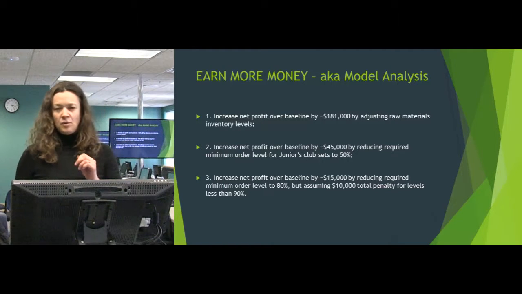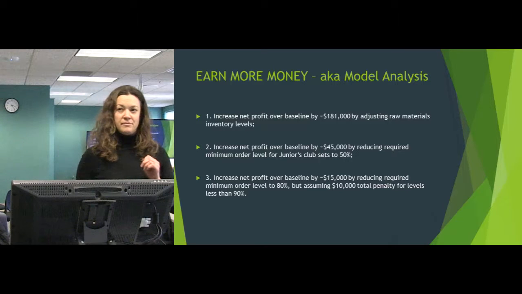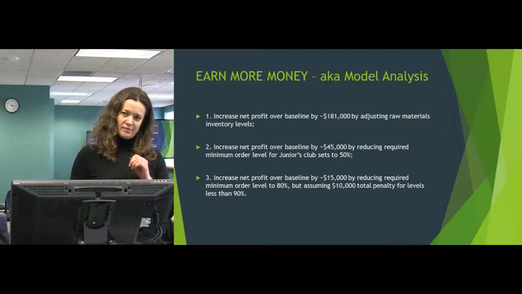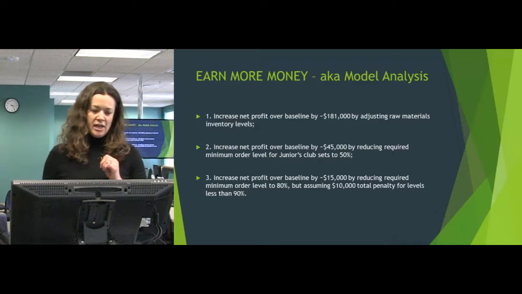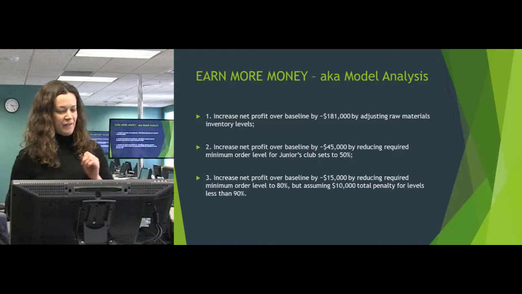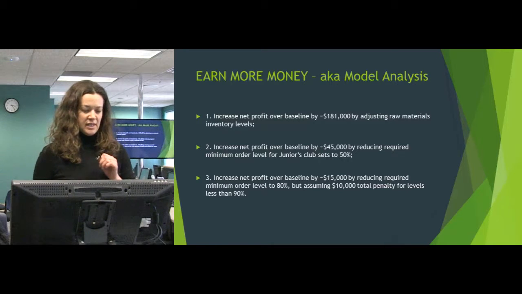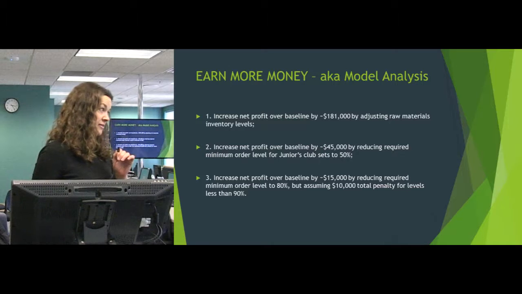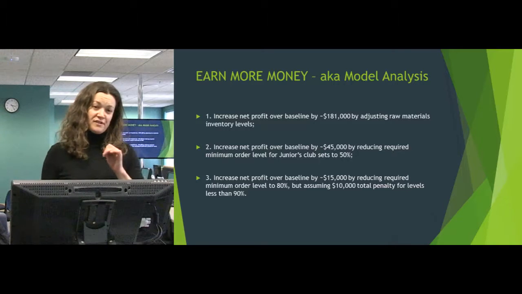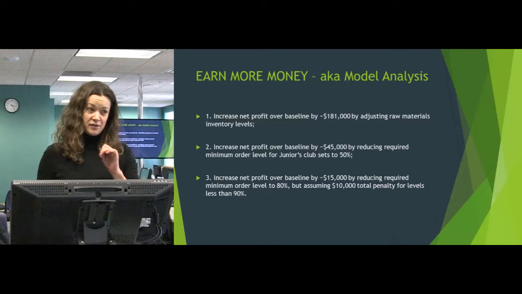The second one will possibly frustrate our distributors, because in order for us to increase our profit by less than 50 grand, we would be at a little over 50% for our juniors club sets for 2 of our distributors, 2 of the distribution centers. So they might be a little frustrated by that.